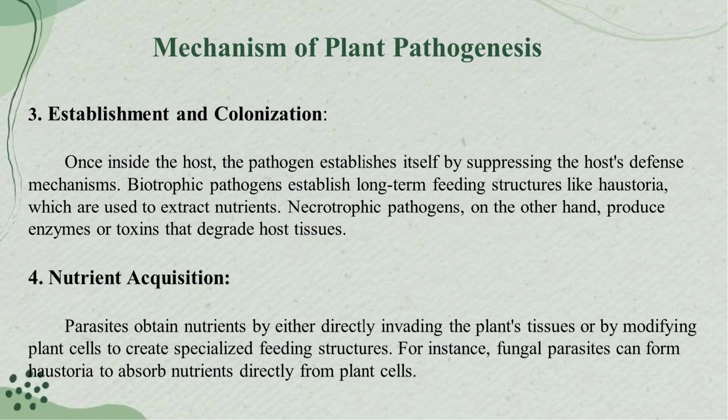Establishment and colonization. After entering the host, the pathogen establishes itself by weakening the plant's defenses. Biotrophic pathogens create long-lasting feeding structures called haustoria to extract nutrients. Necrotrophic pathogens, however, produce enzymes or toxins that break down the plant tissues. Nutrient acquisition. Parasites get nutrients by either invading the plant tissues directly or changing the plant cells to form a specialized feeding structure. For example, fungal parasites can develop haustoria to absorb nutrients directly from the plant cells.